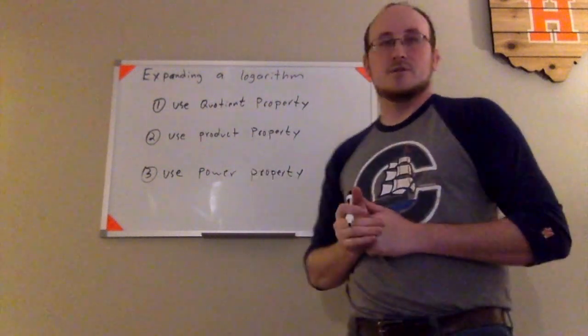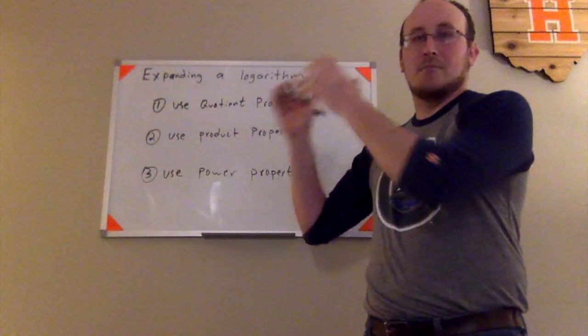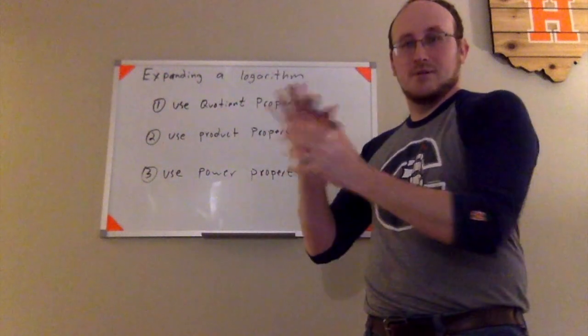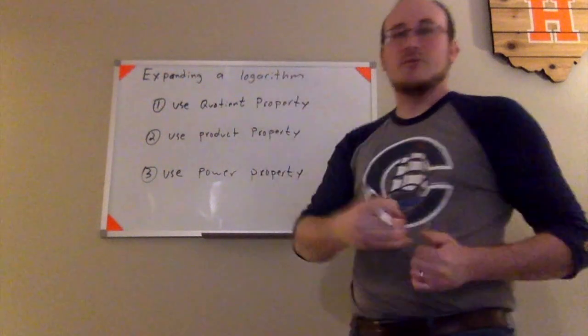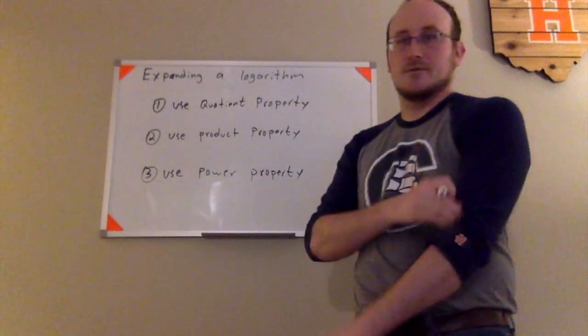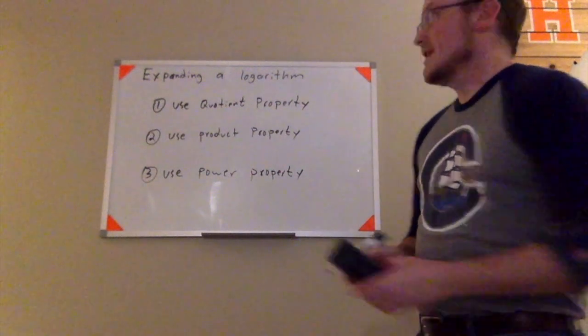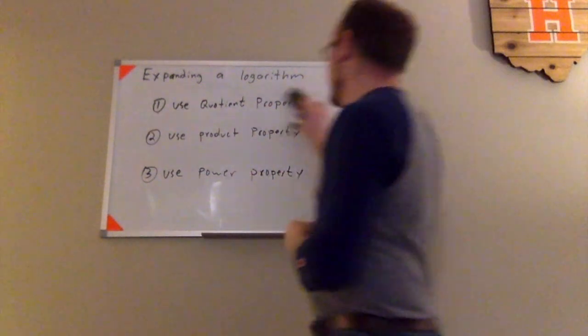And then finally use the power property. If you have powers on what's inside those logarithms, you can take advantage of that property to move those exponents down to the front of their respective logarithms. So that's a little bit of an outline. Let's look at a couple examples and see how that works.